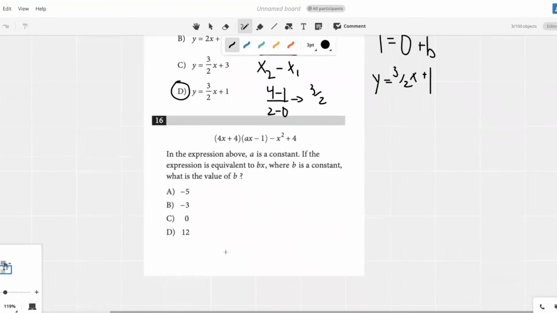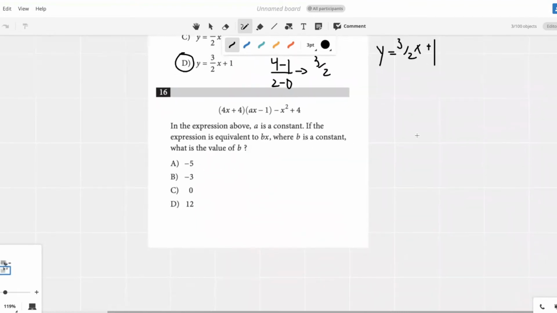Let's move on to number 16. In the expression above, A is constant. If the expression is equivalent to Bx, where B is a constant, what is the value of B? So let's start off by simplifying this expression. We're going to multiply these two polynomials out using FOIL, which is first, outer, inner, last. And then we're going to just add on this and combine like terms to simplify it.